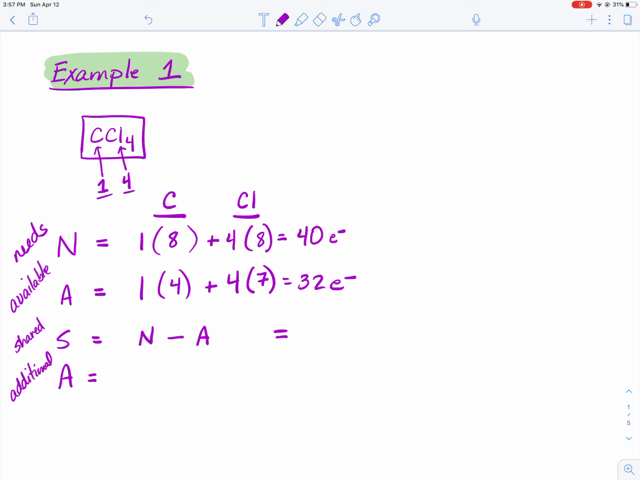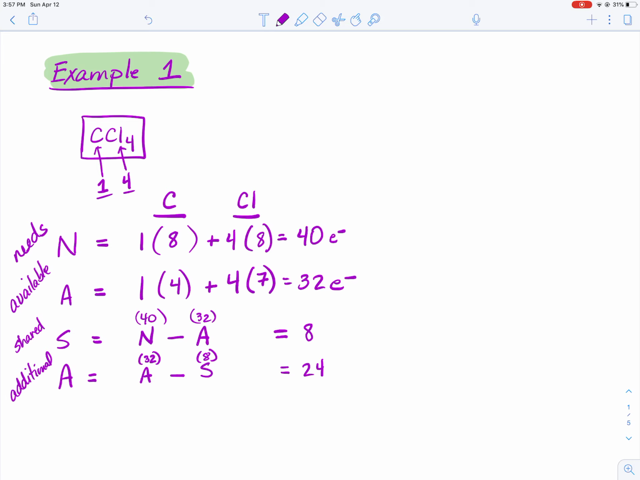And so that means in this particular case, this is going to be 40 minus 32. And that will give you a value of 8. And we'll just hold that number for right now. Then to solve for the additional electrons, we're going to take our available value and subtract our shared value. So the available is 32 and the shared value is 8 that we just calculated right here. And that value is going to become 24.